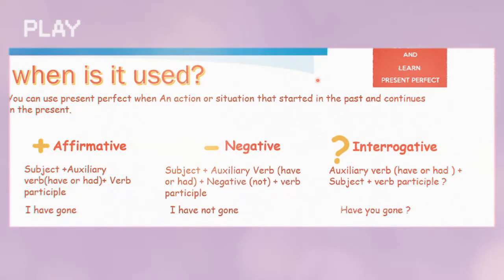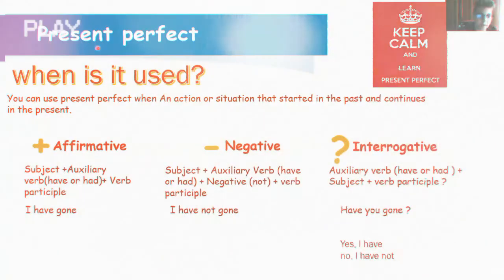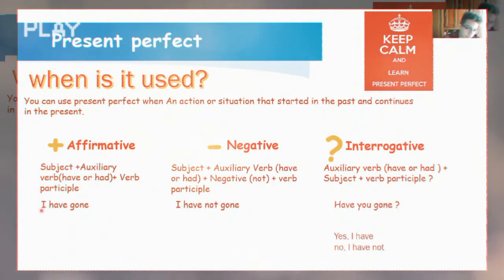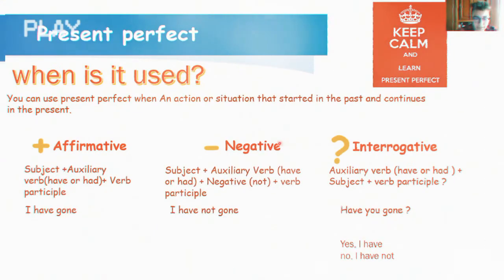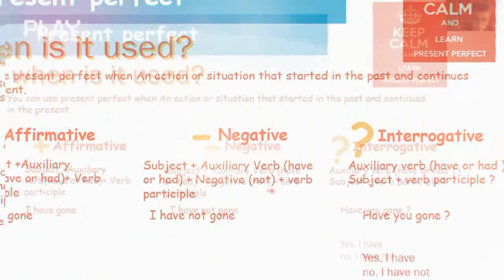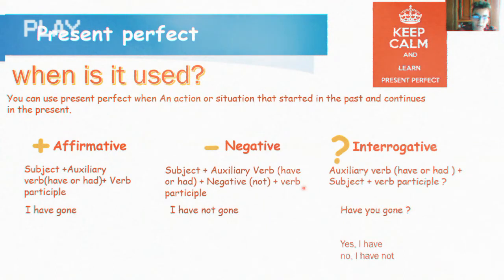Now we have the present perfect. When is it used? You can use present perfect for an action or a situation that started in the past and continues in the present. We have affirmative: subject, auxiliary have or has, verb in participle form. I have done. Negative: subject, auxiliary verb have or has, the negative form not, and verb in participle.